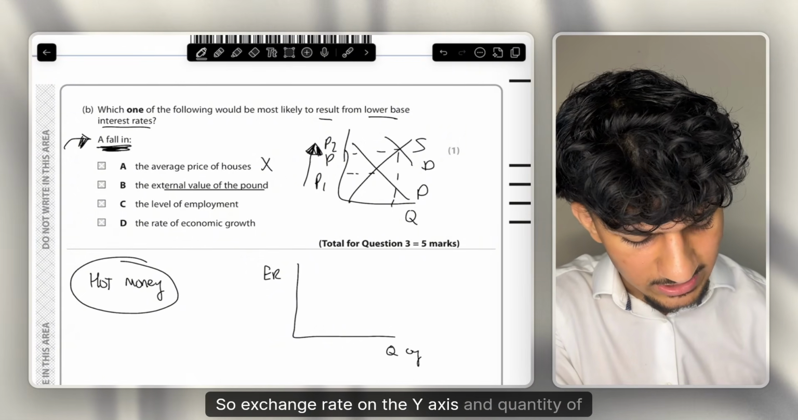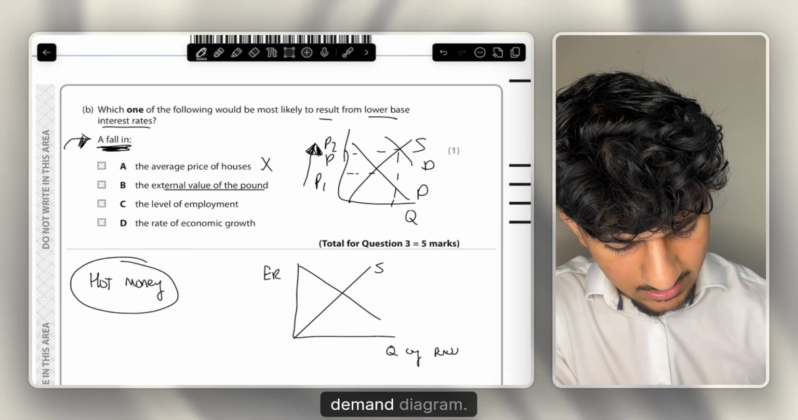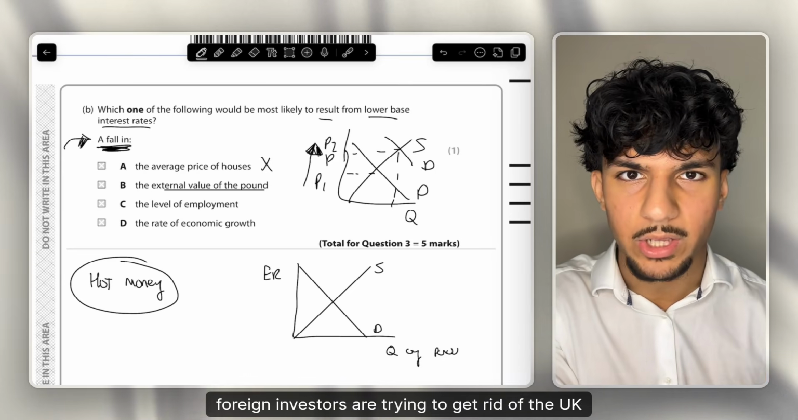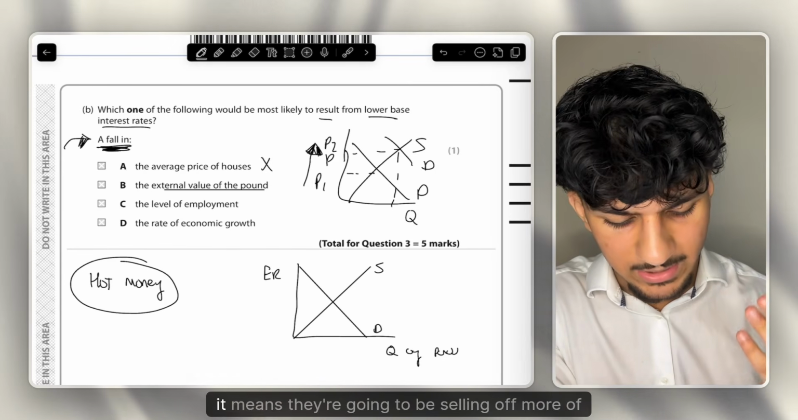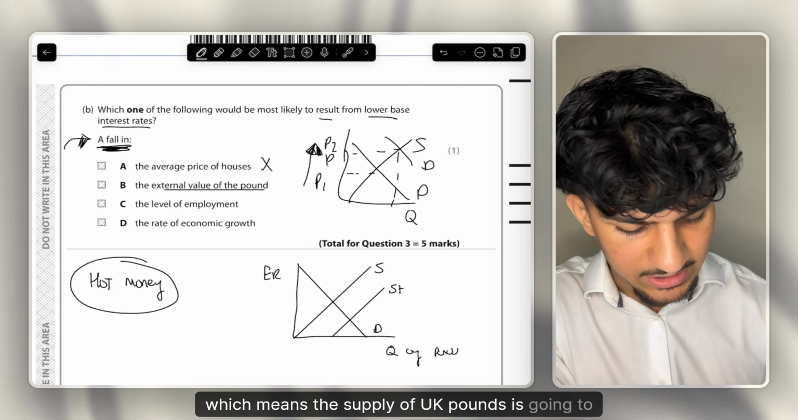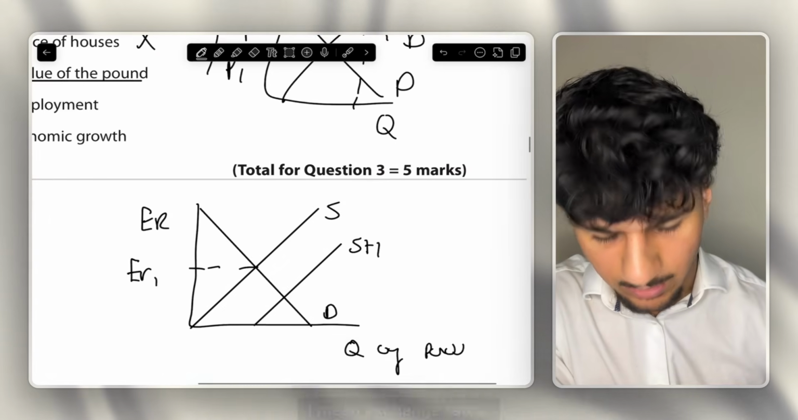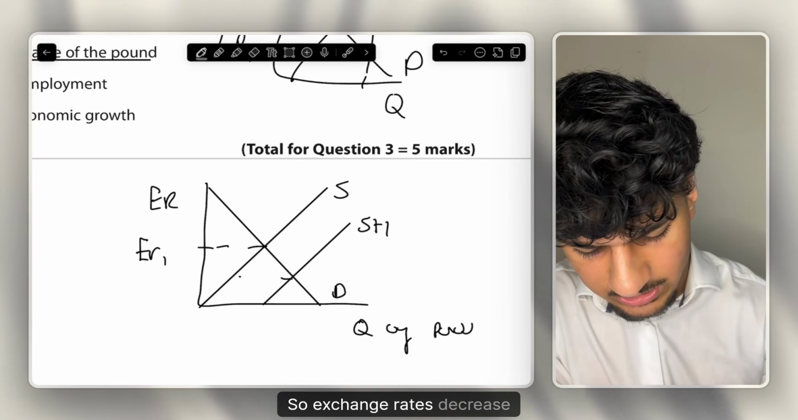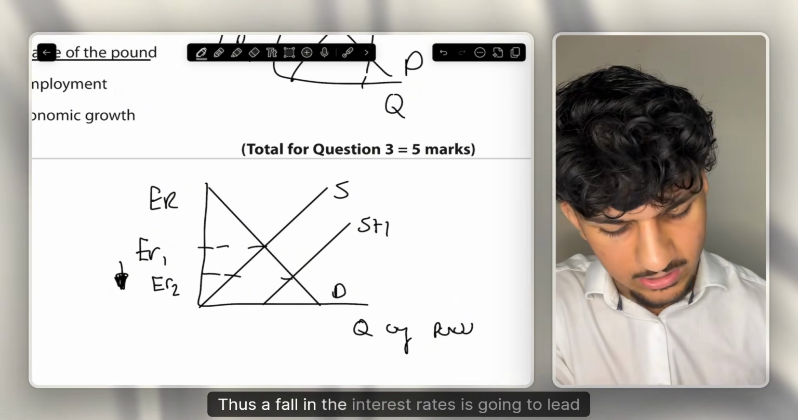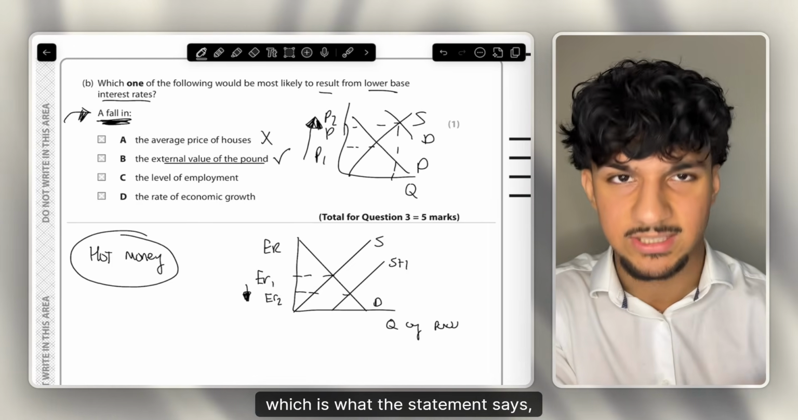So exchange rate on the y-axis and quantity of pounds on the x-axis. Then we have a simple supply and demand diagram. And of course, if foreign investors are trying to get rid of UK pounds on the forex markets, it means they're going to be selling off more UK pounds, which means the supply of UK pounds is going to increase from S to S1. And now let's see how that affects exchange rates. So the exchange rate decreases from ER1 to now ER2. Thus, a fall in interest rates is going to lead to a fall in the external value of the pound, which is what the statement says, which is true.